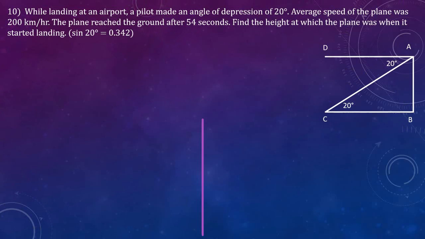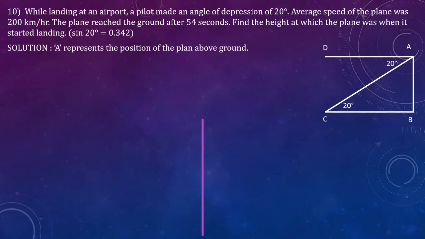The last sum of application of trigonometry, that is the 10th sum. Let us see how to solve this sum. While landing at an airport, a pilot made an angle of depression of 20 degrees. The average speed of the plane was 200 km per hour. The plane reached the ground after 54 seconds. Find the height at which the plane was when it started landing. So let us formulate this question in the form of a diagram so that it will be easier for you to understand it and then solve it.